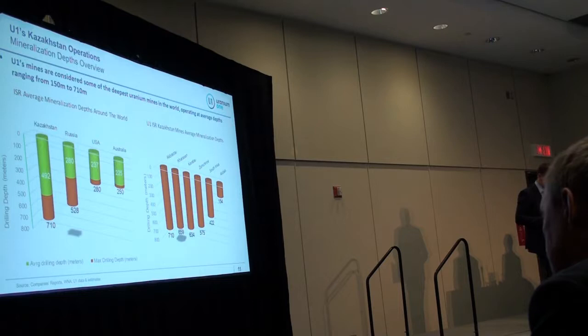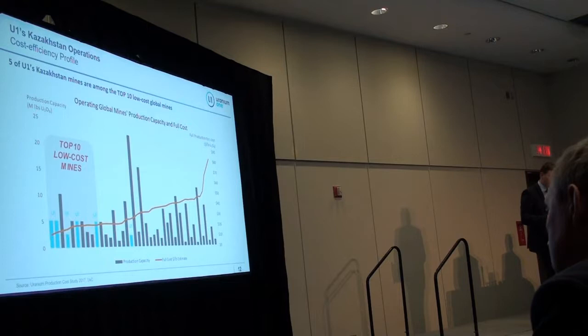In terms of costs, I think we've seen this slide from the previous presenter, but this is to conclude the same: five out of six mines in our portfolio are today in the top 10 lowest cost mines in the world. And over the past 4 years, uranium assets in Kazakhstan have actually improved operating cash costs by $5 to $6 a pound. When we reported our cash costs back in 2013, the number was close to $14, $15 a pound.